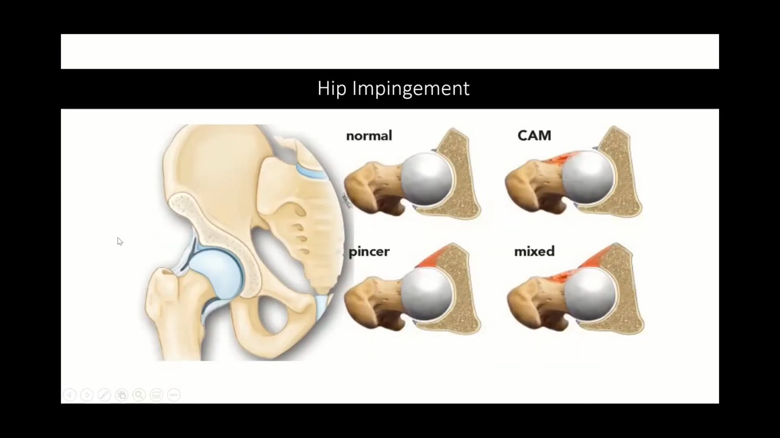When we talk about hip impingement, we have to look at the structure of the hip. Here we see a normal hip. Here we see what we call a cam lesion. Here we see what we call a pincer lesion, and here we have a mixed lesion.